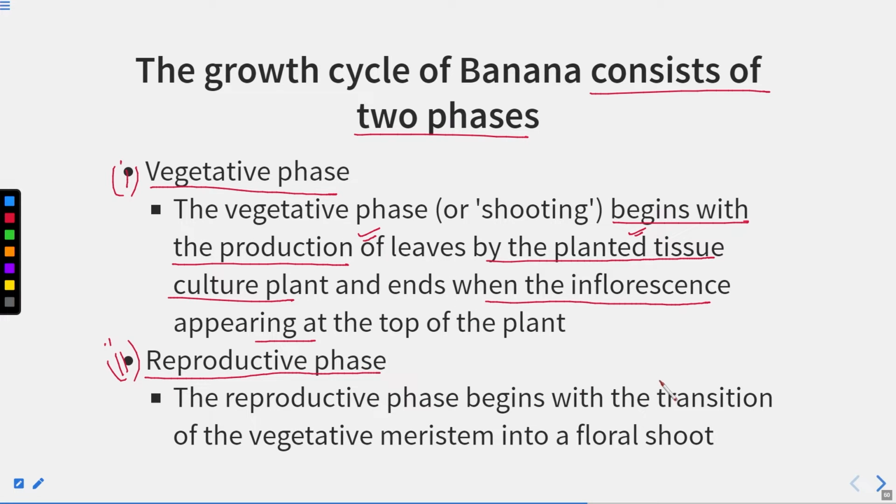The reproductive phase begins with the transition of the vegetative meristem into the floral shoot. So once the reproductive phase begins, what happens at that time? There is a transition of the vegetative meristem into the floral shoot. So this vegetative meristem changes to the floral shoot. Some of the meristems of the vegetative phase are responsible for the formation of the floral shoot. So that is the starting of the reproductive phase.